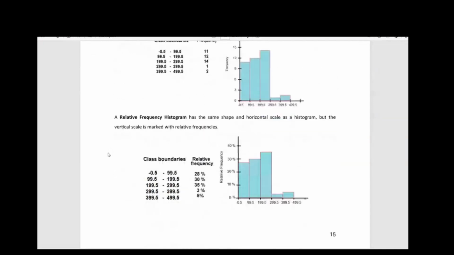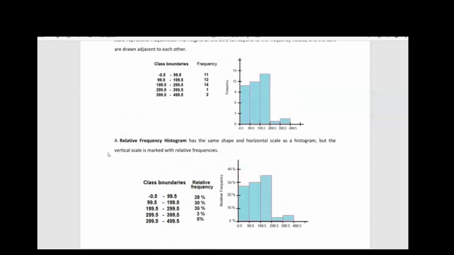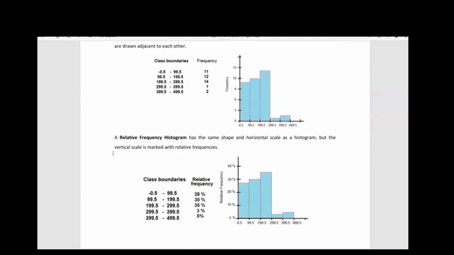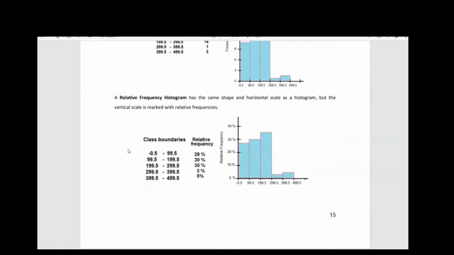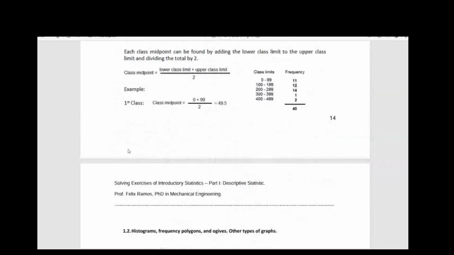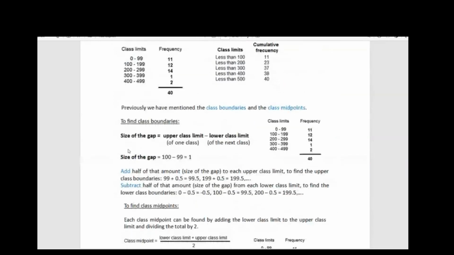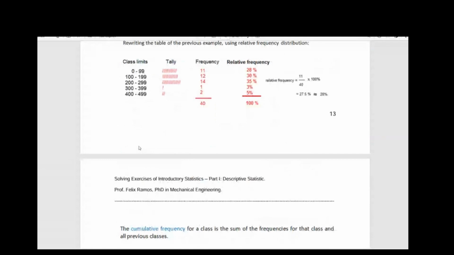Exactly as we have histograms constructed with a frequency distribution, we can construct the histogram using the relative frequency. And we're going to call that histogram a relative frequency histogram. Again, we're going to use the class boundaries. You remember that we calculated in a previous table the relative frequency of each of the classes that we're using in this example.